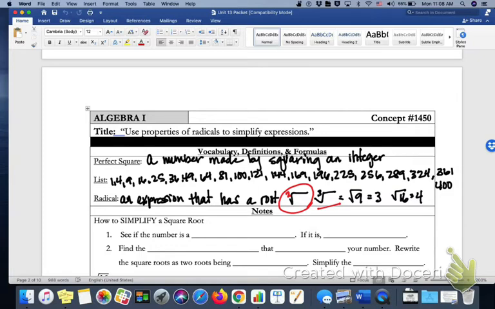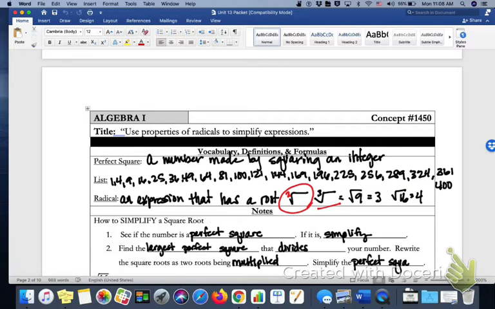So how do we simplify a square root? First off, we need to see if the number is a perfect square. If it is, all you need to do is simplify that. If it's not a perfect square, then we're going to go to step 2, and we need to find the largest perfect square that is going to divide into our number. We would then rewrite the square root as 2 roots that are being multiplied and simplify that perfect square.